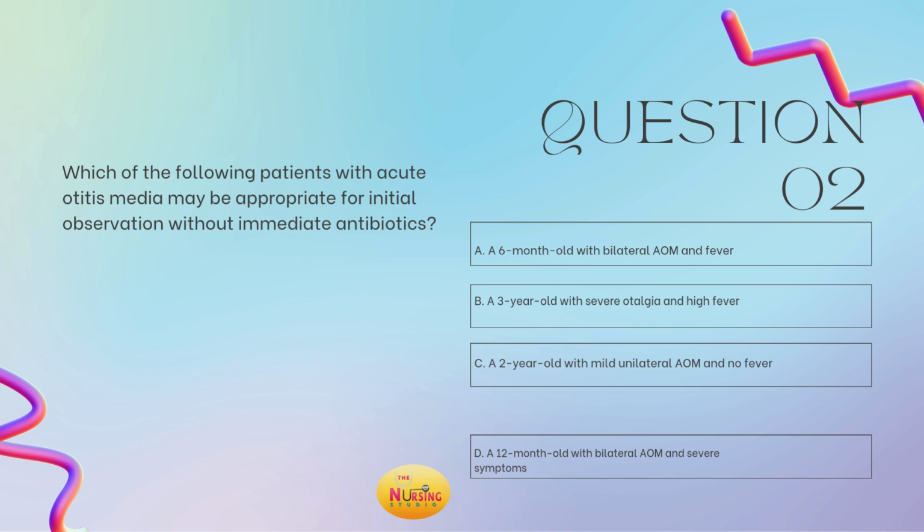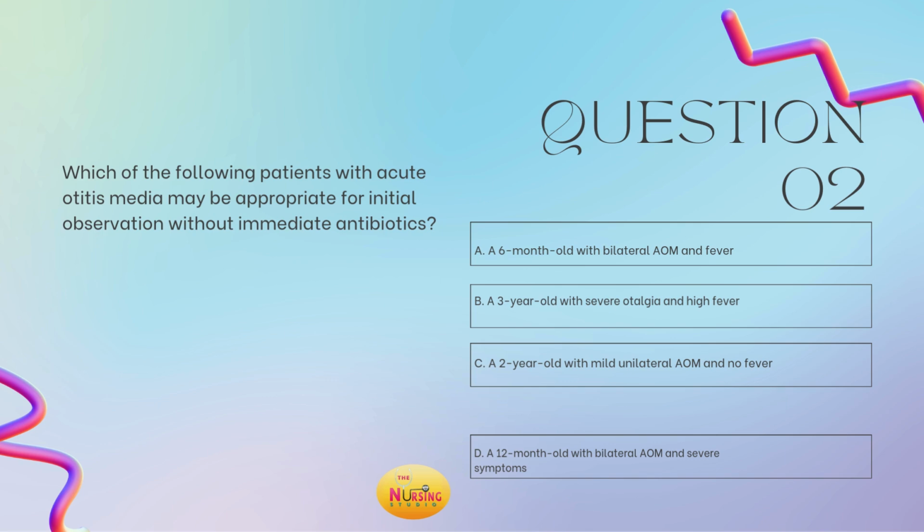They have severe otalgia, that ear pain, right? And a high fever. Again, antibiotics warranted. And then D, a 12-month-old with bilateral acute otitis media and severe symptoms. Same scenario. Whereas with C, a 2-year-old with mild unilateral acute otitis media, it is in one ear.